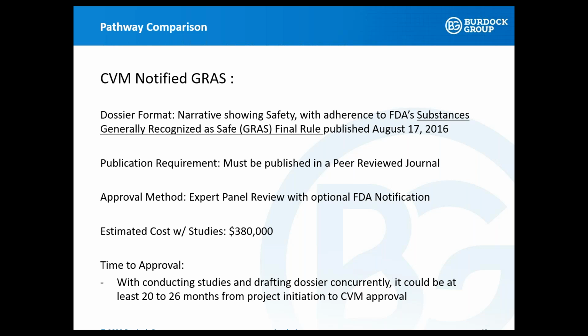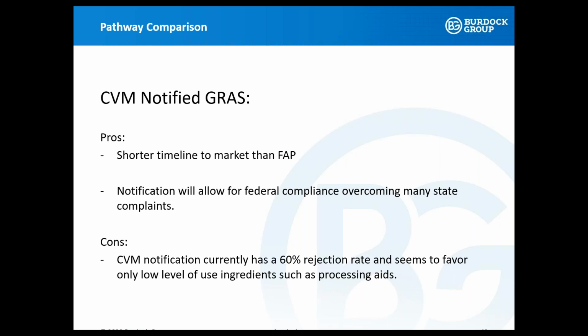So instead of, I think it was 14 months, I'm not sure, I think on the previous slide, it almost doubles or adds a third of time from project initiation to CVM approval to get something on the market because of that. So when it comes to CVM notified GRAS, the pros are shorter timeline to market than FAP. It's longer in some ways than the self-affirmed. And notification will allow for federal compliance, overcoming many states' complaints. So much like an FAP, if you notify the GRAS, the states will accept it.